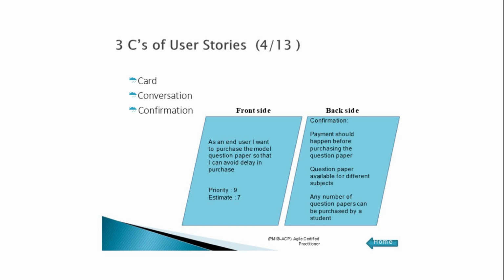Every user story includes three parts: card, conversation, and confirmation. This structure helps teams capture detailed requirements, facilitate discussions, and verify acceptance criteria, ensuring stories meet user needs.